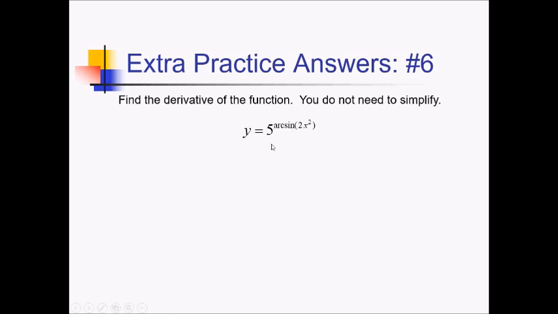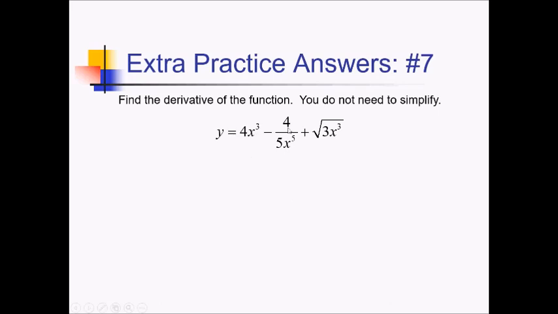Derivative of that is going to be 5 to the something ln of 5, so 5 to all this stuff with an ln of 5 out front. Next, we have to take the derivative of arcsine of 2x squared. Well, this is an arcsine of something kind of situation. So the derivative of that is going to be 1 over the square root of 1 minus something squared. In this case, the something is the 2x squared in there. And then finally, we need to multiply by the derivative of 2x squared, which is just 4x.